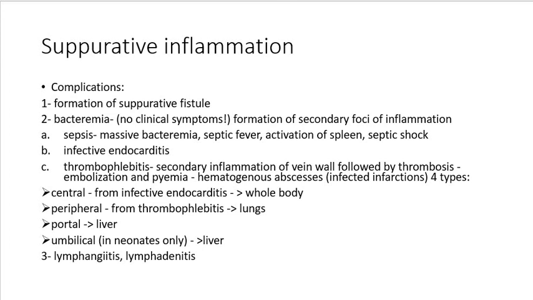Or then we can have infective endocarditis because of this bacteremia. It can reach the heart. Or we can have thrombophlebitis because of inflammation of the vein wall. So if you know Virchow's triad, one of the elements for forming thrombosis is basically damage of the wall. So that's what happens here.